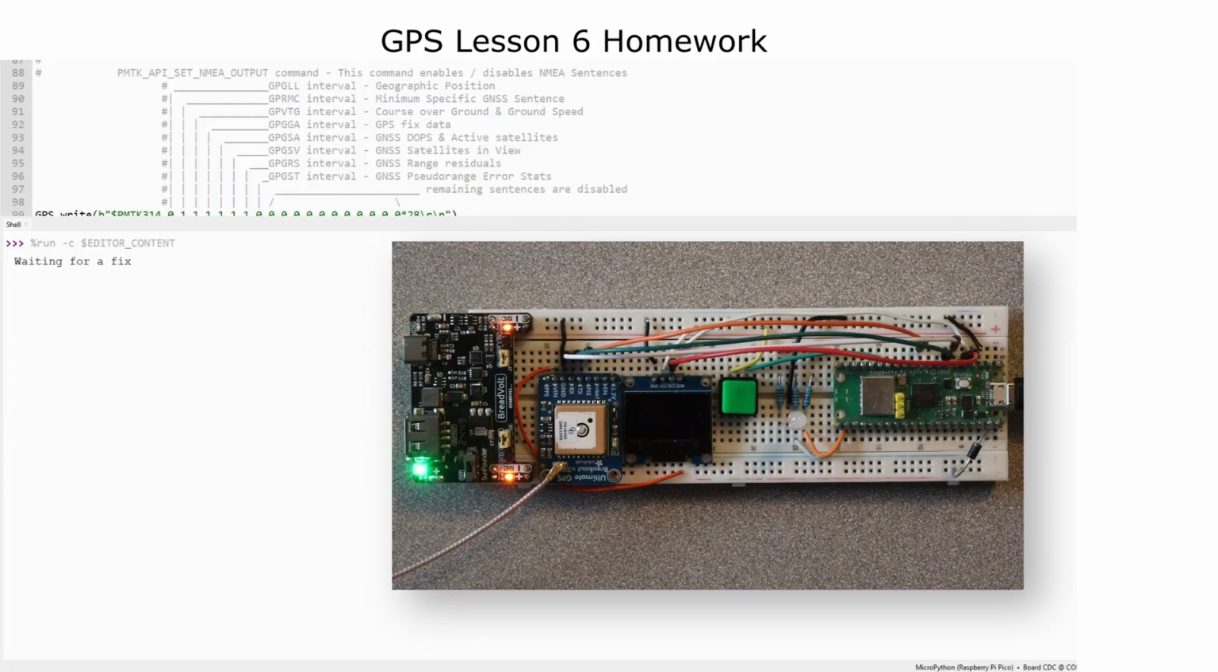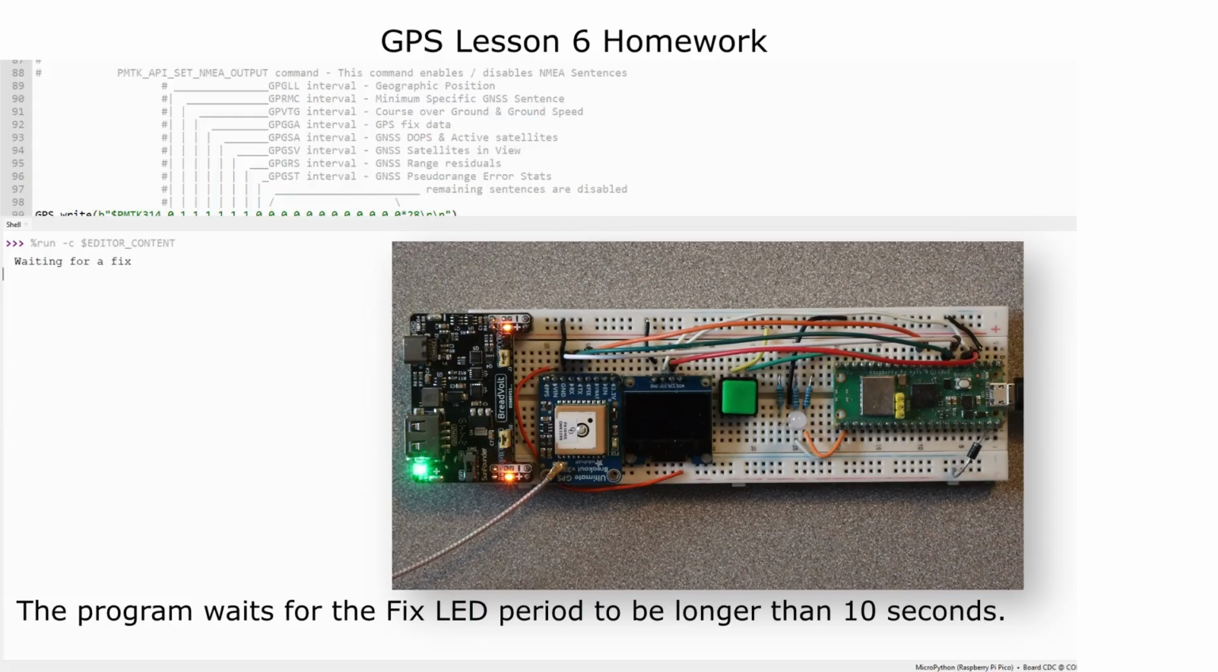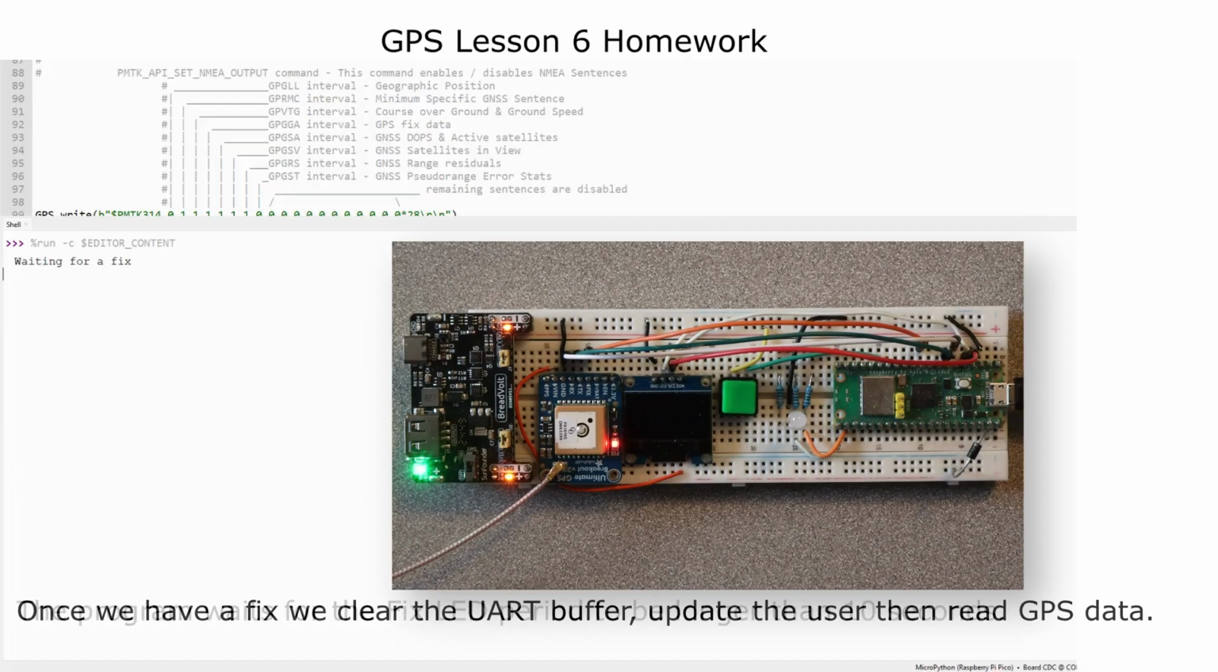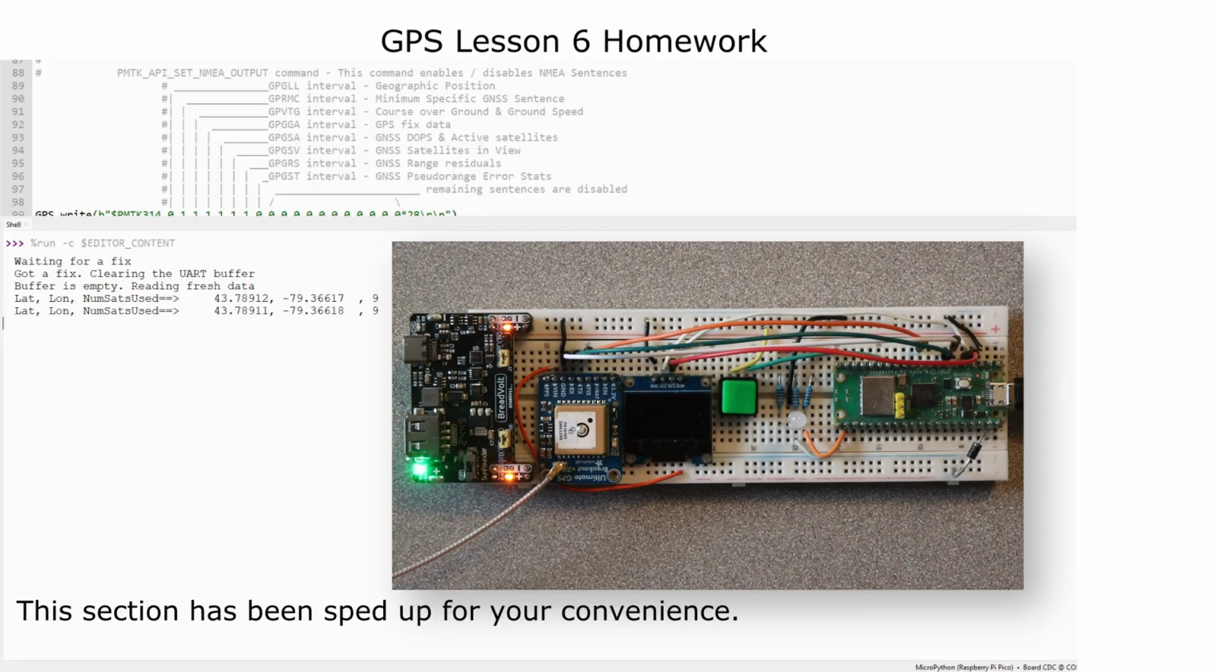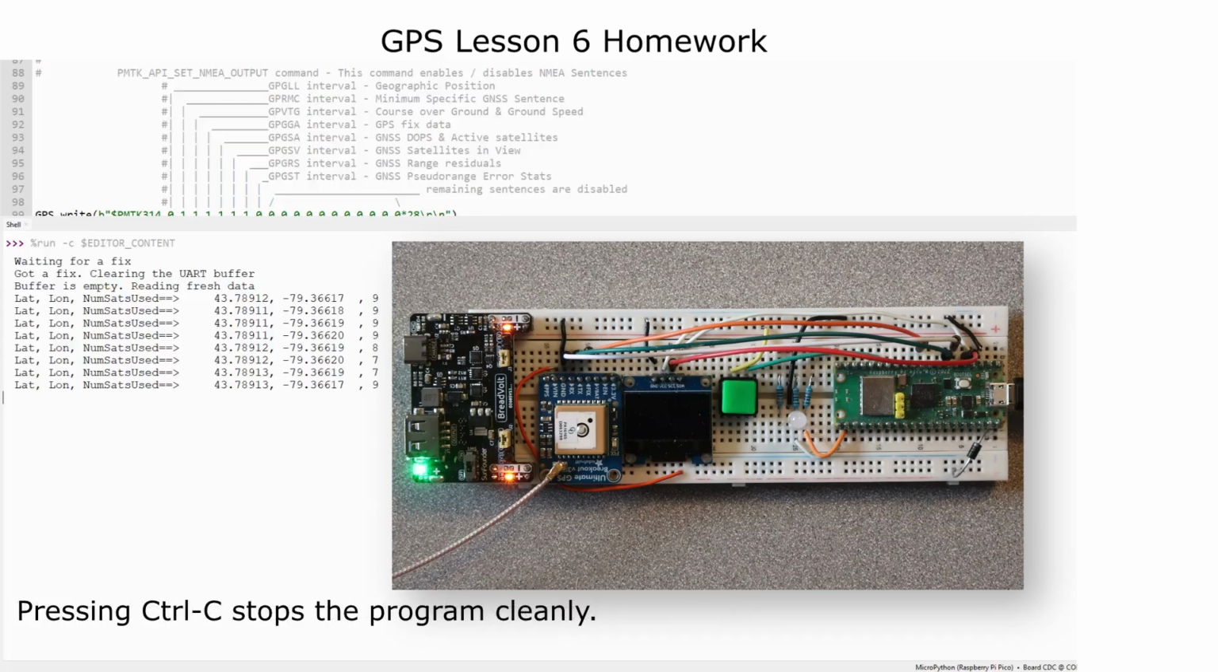And here's how it works. The program waits for the fix LED period to be longer than 10 seconds. Once we have a fix, we clear the UART buffer, update the user, then read the GPS data. This section of the video has been sped up for your convenience. And pressing Ctrl+C stops the program cleanly.